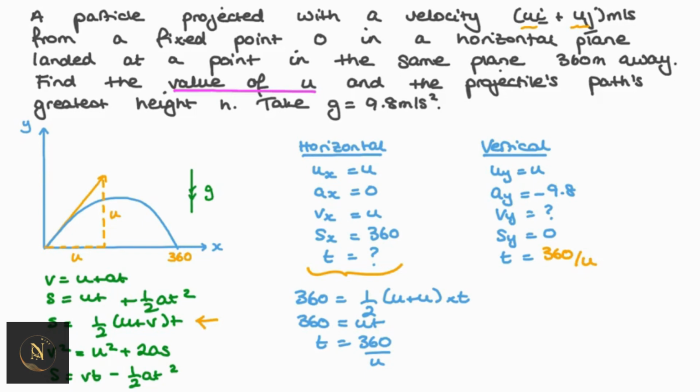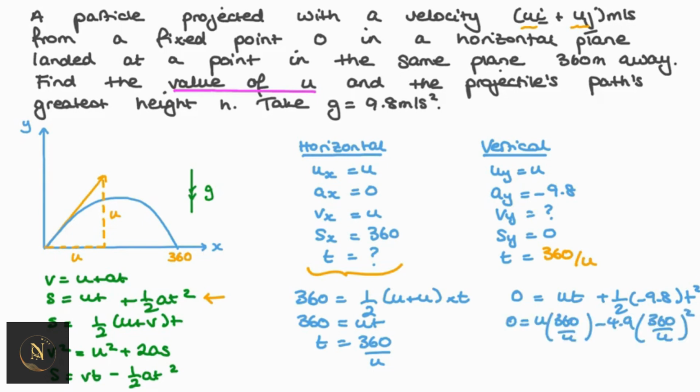This remains consistent in the vertical direction. Remember, we're looking at the point that the particle hits the ground again. This time we're going to use the second equation. We're not really interested in the vertical velocity. We get 0 equals ut plus a half times negative 9.8 t squared. A half times negative 9.8 is negative 4.9, and then we can replace t with 360 over u. These two u's cancel. We then add 4.9 times 360 over u squared to both sides, then multiply through by u squared and divide through by 360.